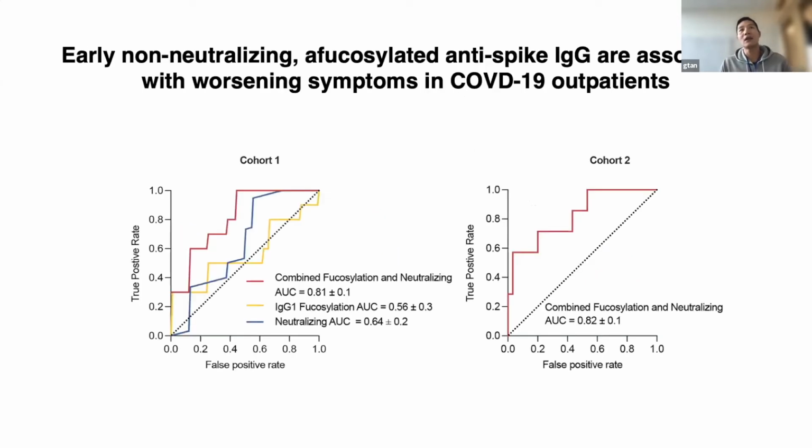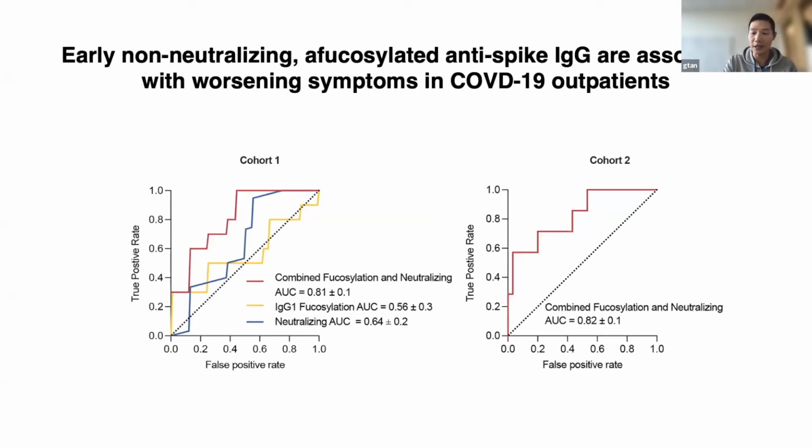So putting that all together, what our preliminary work was showing us is that if you were to combine the neutralizing activity, or the lack thereof, and the lack of fucose in their FC, it can be predictive of people who start off having mild COVID progressing to more severe disease.